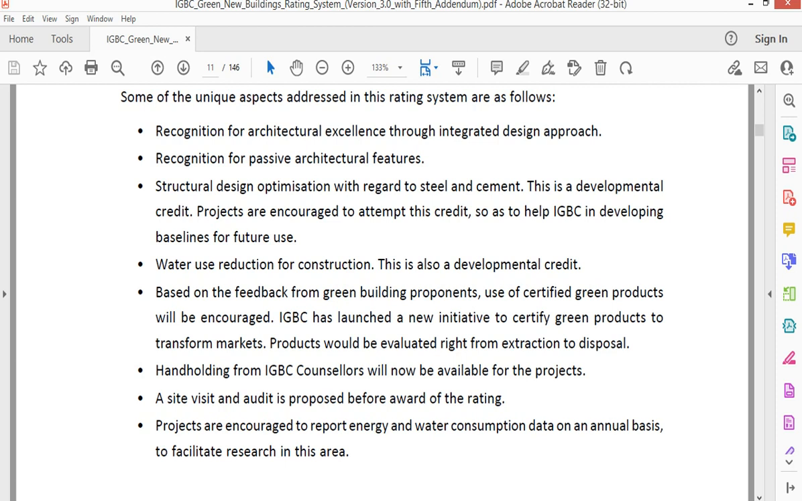Then comes the fourth aspect, which is about the water use reduction for construction. This can be done by treating recycled water and also using curing compounds. This is actually a developmental credit.